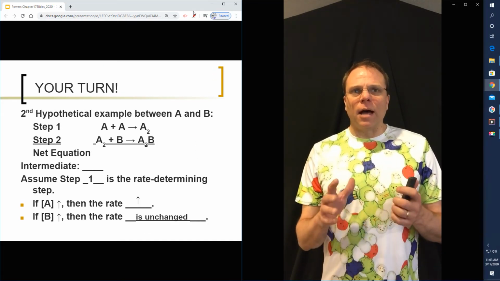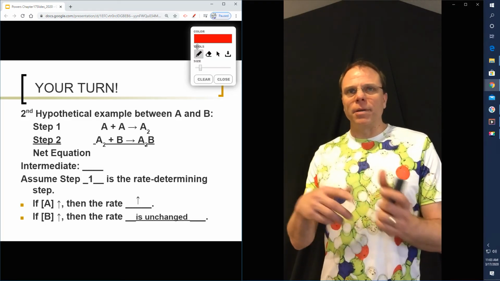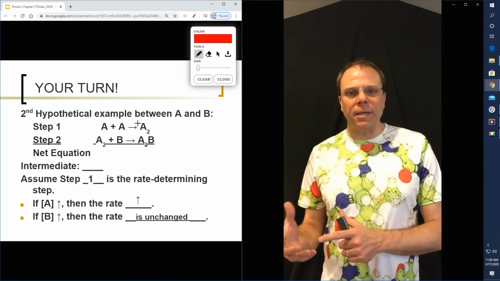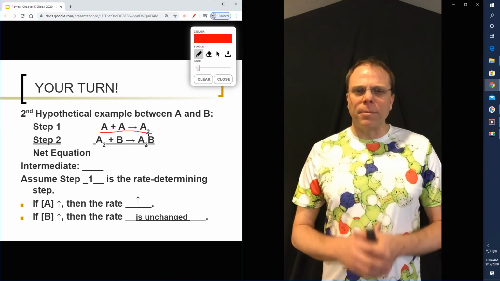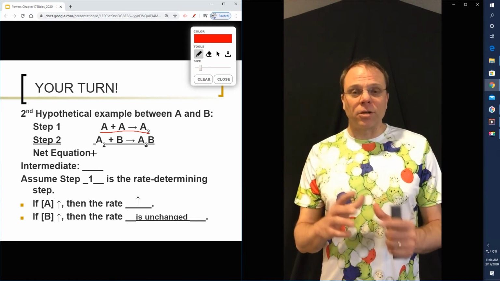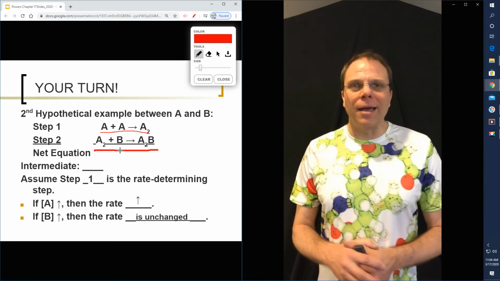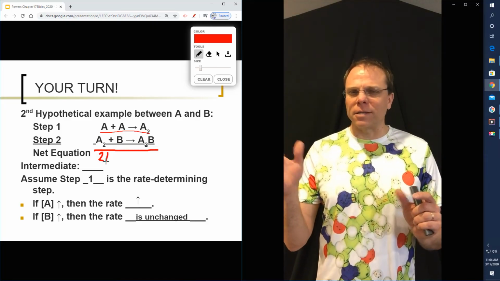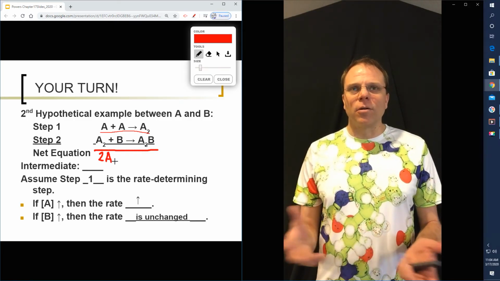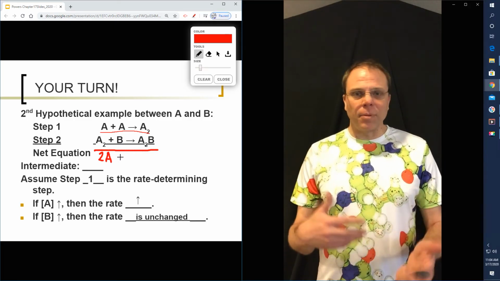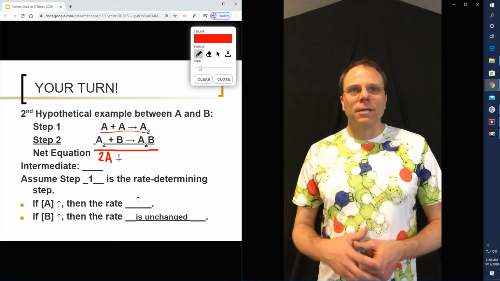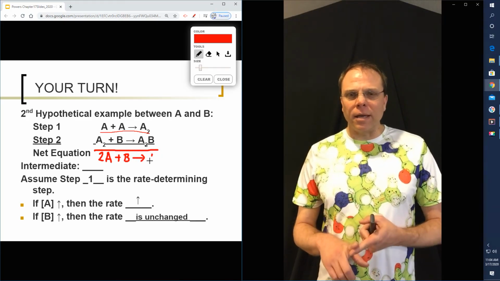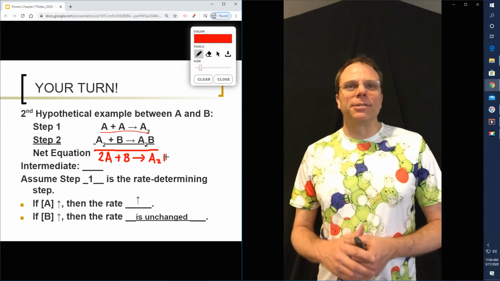In this example, we have step 1, which has A and A coming together to make A2, and then it has A2 and B coming together to make A2B. So again, look at the two. You can probably determine the rate determining step, and it's going to be the one that's the same on both the products and the reactant side, right? Products of the first reaction, reactants of the second reaction. Those are going to cancel out. Your overall reaction is going to be 2A plus B gives you A2B. So your intermediate is A2, good job.